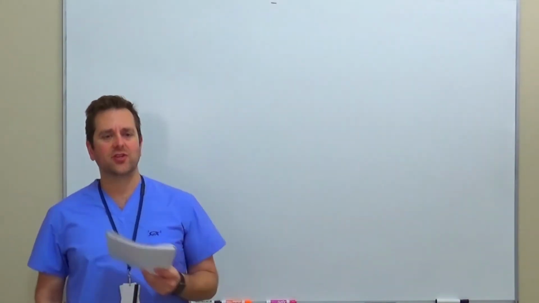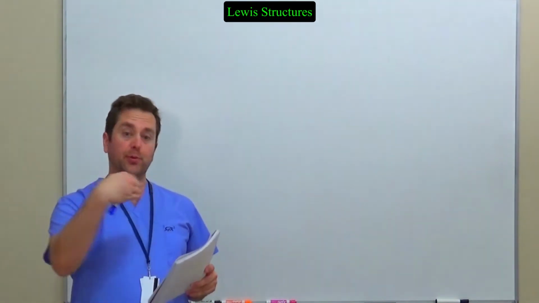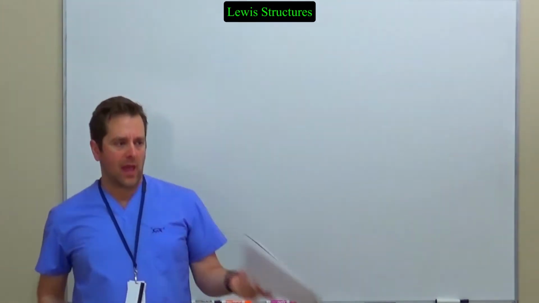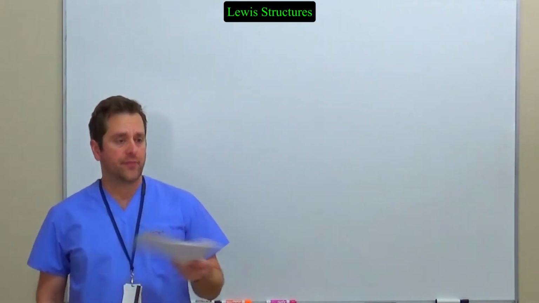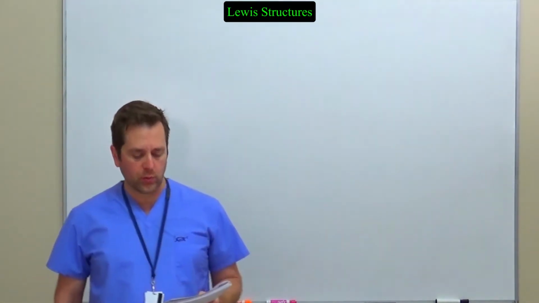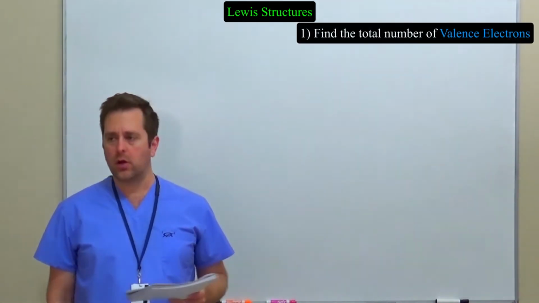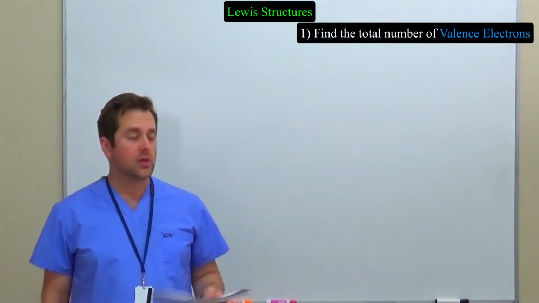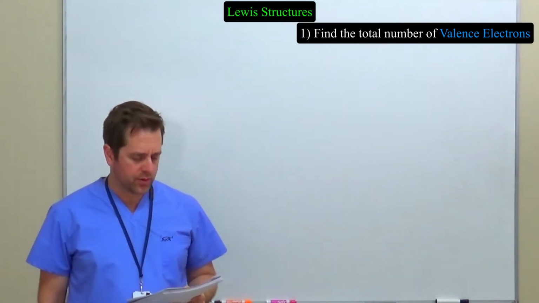Okay, for this next section, we want to talk about Lewis structures and the mechanics of actually producing them. So I have the individual steps that I want to cover with you right now. Of course, this is in your packet. Follow along with me. Step number 1, you're going to find the total number of valence electrons. Again, using the periodic table, looking at the group numbers and so forth.